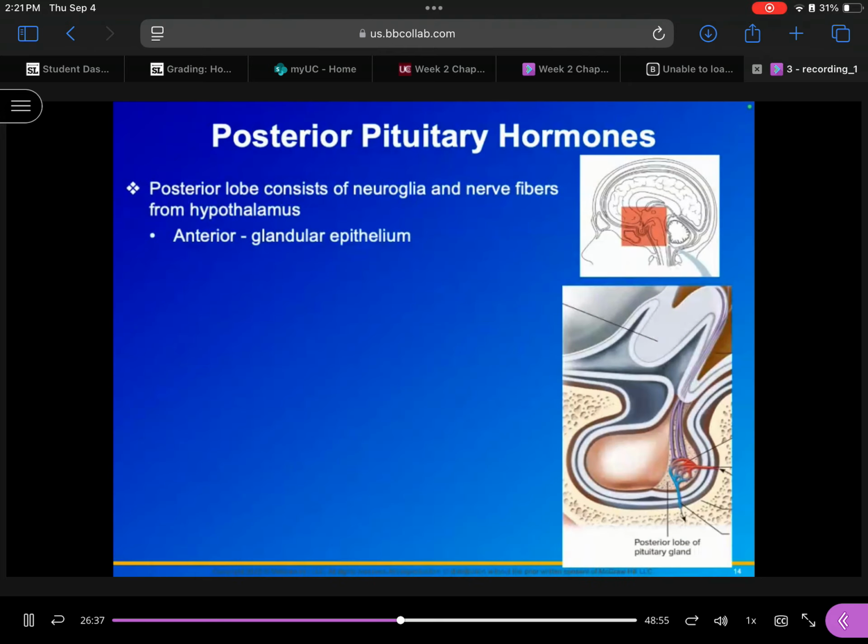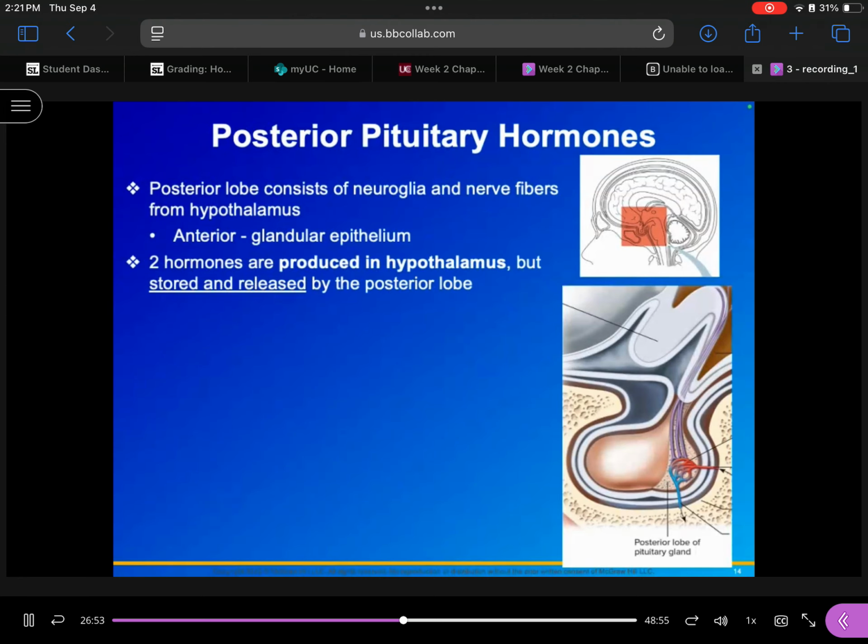That's the anterior pituitary hormones. Now we want to look at the posterior. So the posterior lobe is going to have neuroglia as well as nerve fibers from the hypothalamus. That's how it's going to interact. And remember, the anterior was glandular epithelium because it was dealing a lot more with the production and the secretion of hormones directly from the anterior pituitary. So two hormones that are produced in the hypothalamus. The posterior pituitary gland does not produce its own hormones. I will have that on the exam.